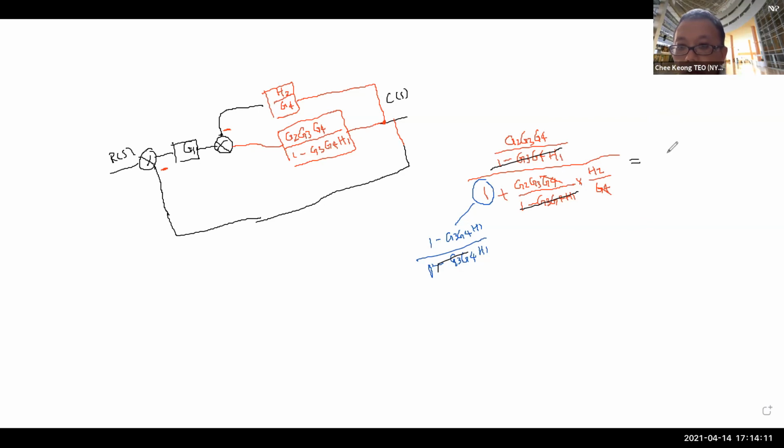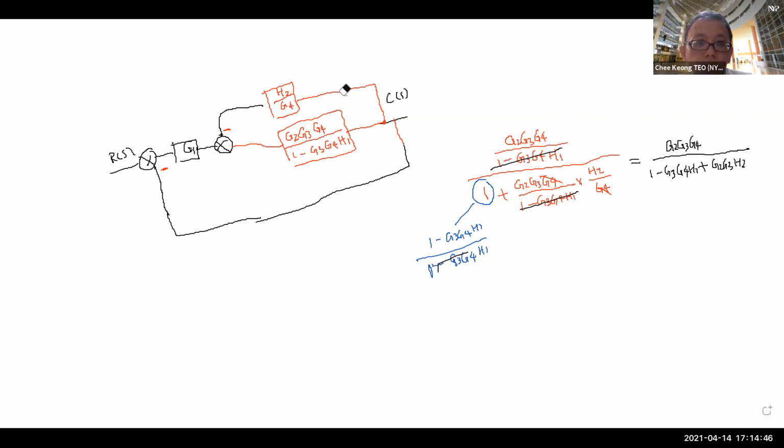So what is your numerator for the top? The numerator for the top is G2, G3, G4. Now for the bottom, you just need to copy this: 1 minus G3, G4, H1, and then plus this multiplied by that, plus G2, G3, H2. So that is your new expression for this whole block.